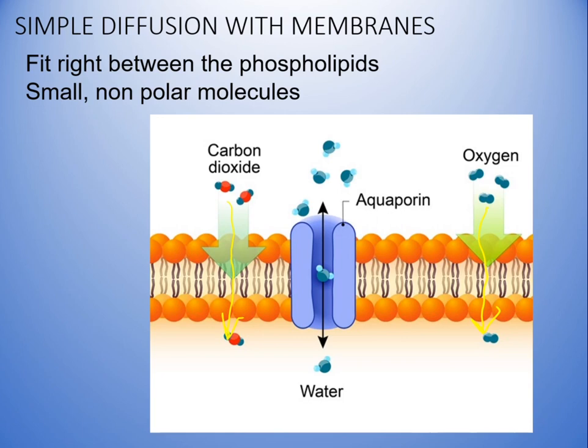All right, so carbon dioxide and oxygen are very small. They're also non-polar. And this is why they can fit right between the phospholipids. They can pass the hydrophilic and the hydrophobic regions of the cell membrane. The picture in the middle here right now, I want you to disregard this just for this slide. That is not simple diffusion. Carbon dioxide and oxygen are showing you simple diffusion.